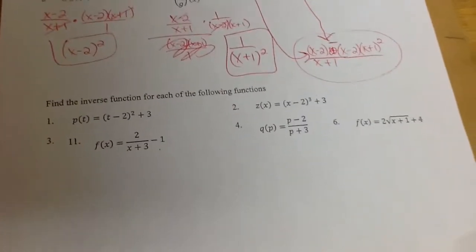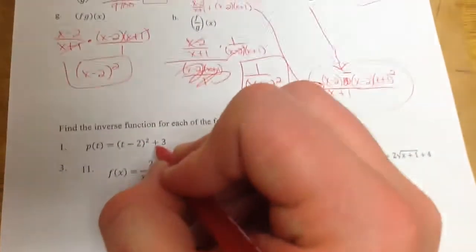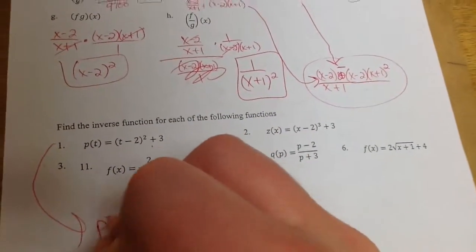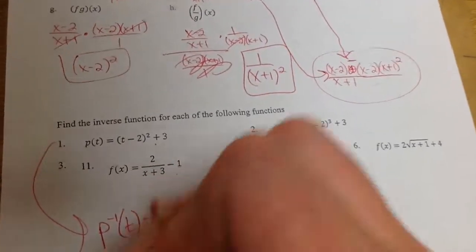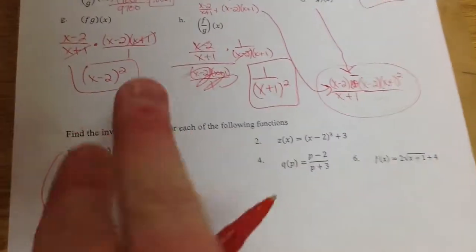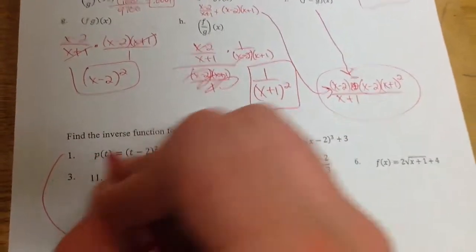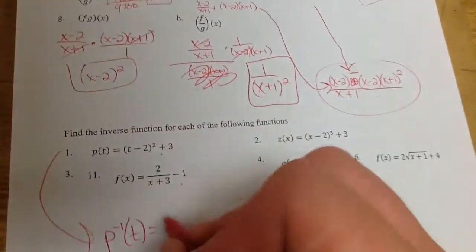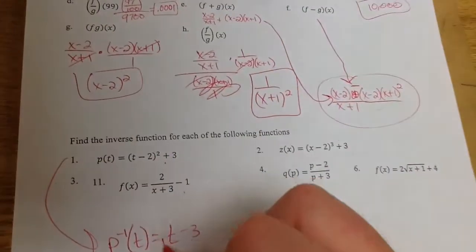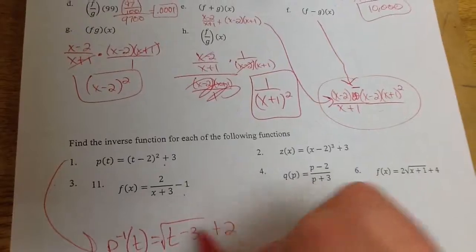Let's see, these, find the inverse. Oh, easy. You can do these in your head. The inverse of that one, you would switch t and whatever. So you put t over here and you put p of t in there, and then you go t, and then you would subtract 3, and then you would square root it, and then you would add 2. There's that one.